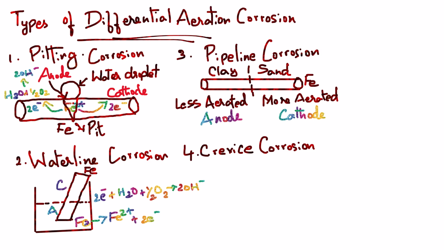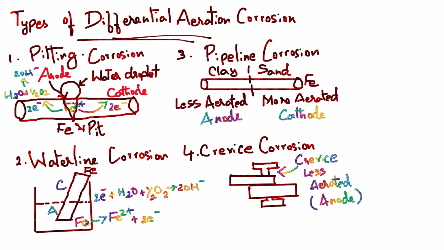Crevice corrosion: consider two metals connected together by rivets. So there will be a small crevice, a small portion. That portion is less aerated, which will act as anode, and the rest of the other portion will act as cathode. And in the crevice, the corrosion occurs, and hence the name crevice corrosion.